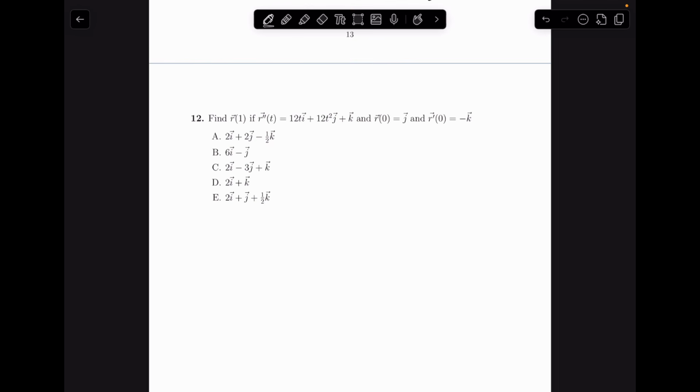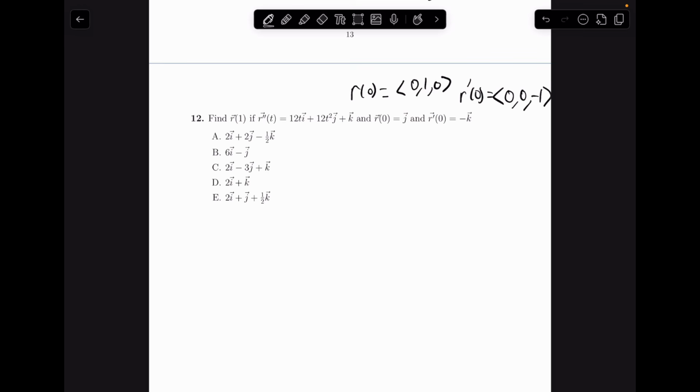I'm not that comfortable with the i, j, and k, so I like to write out my vectors in terms of the brackets. That just lets me see it better. So R of 0 is just j, so that means we have 1 in the y direction, so we really have 0, 1, 0. And then R prime of 0 is going to be equal to -k, so we just have -1 in that z direction. So we have 0, 0, -1.